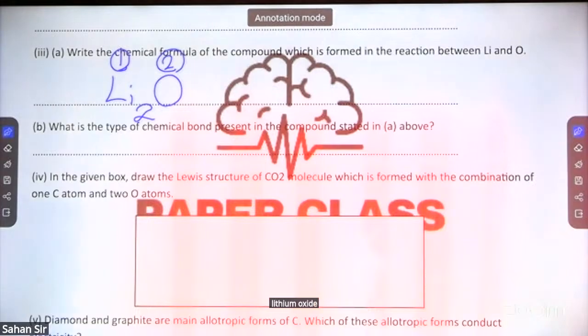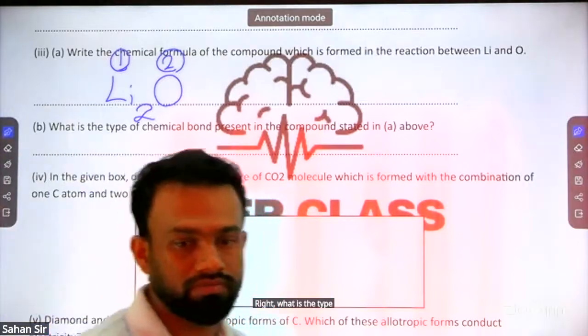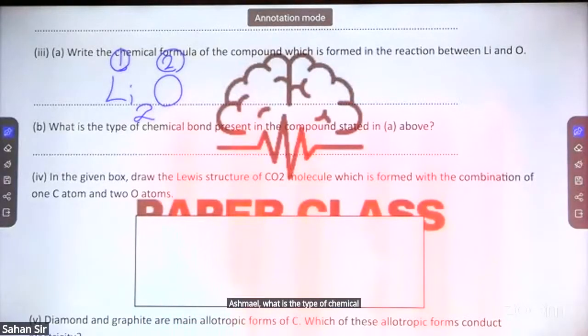What is the type of chemical bond? Right, what is the type of chemical bond? Covalent bond. Intermolecular bonds, no? Covalent, very good.